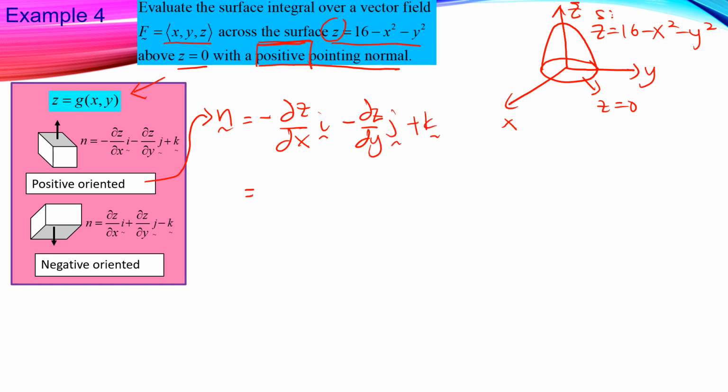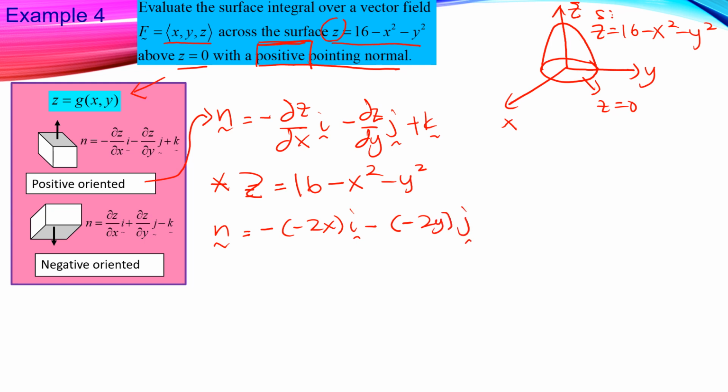Okay, so what is z? This is our z, 16 minus x squared minus y squared. Therefore, n will be: partial derivative of z with respect to x is negative 2x, i; partial derivative of z with respect to y is negative 2y, j; and you put k. Therefore, it is equal to 2xi plus 2yj plus k. This is n. Remember, for a non-parametric surface, you have to base it on the surface given in the question and on the normal vector. If it is negative, if it is downward, you have to use the negative formula. If it is positive, or mentioned as upward, you have to use the positive oriented formula. Alright, next. This is the first step.